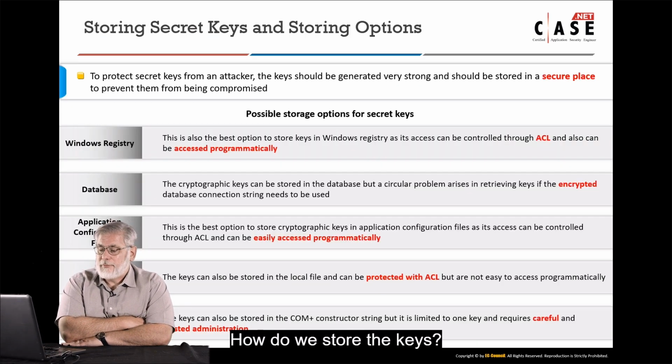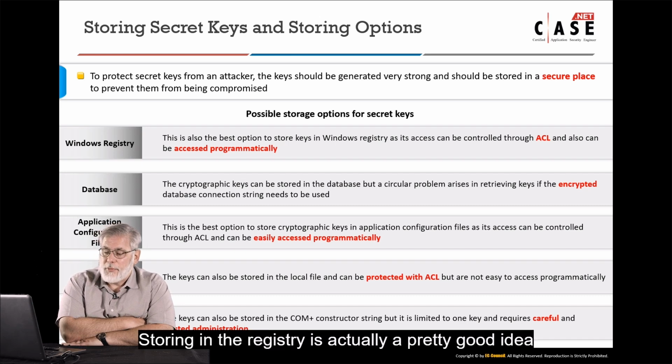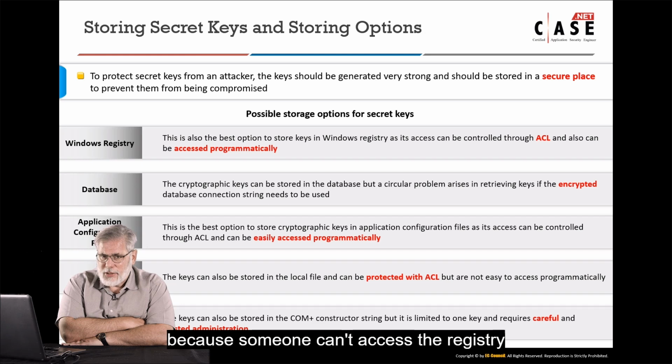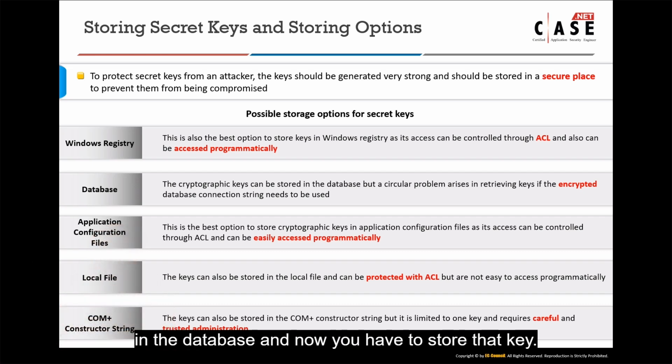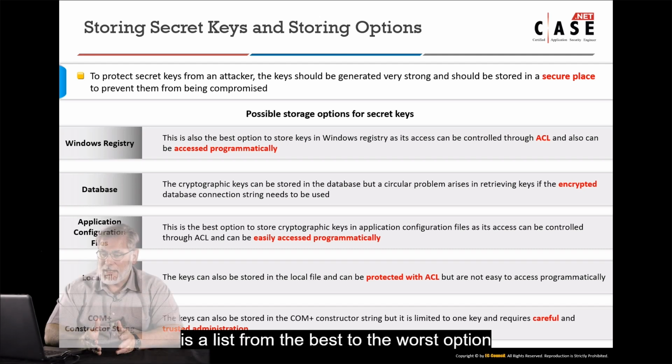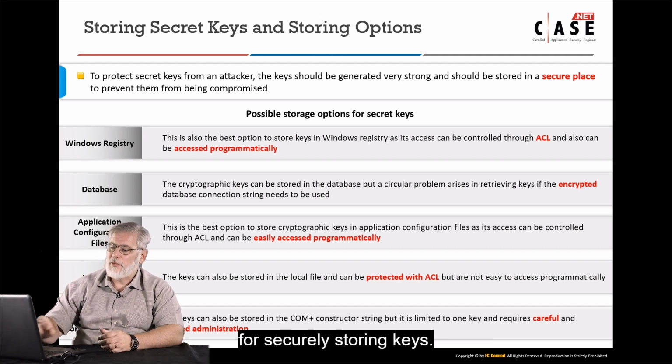How do we store the keys? Storing them in the registry is actually a pretty good idea because someone can't access the registry without administrative privileges to begin with. Storing them in a database is an issue, because then of course you have to encrypt them in the database, and now you have to store that key. Application configuration files, not such a good idea because those are easily accessible. Local files, again, you're going to have to encrypt that file or else it's accessible. And using things like the COM+ constructor key is really a bad idea. So what you're seeing here on this chart is a list from the best to the worst option for securely storing keys.